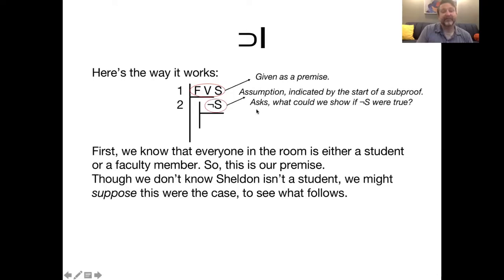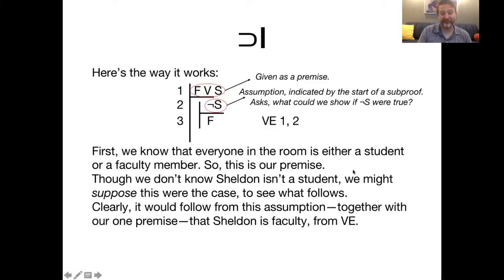Right? So in effect, what we're doing in introducing this assumption is we're saying, what could we show if it's not the case that S were true? So what would follow from the assumption that not S, or what would follow from not S? So again, it's important to note that we don't know Sheldon isn't a student, but what we're doing is we're supposing that this were the case to see what follows.